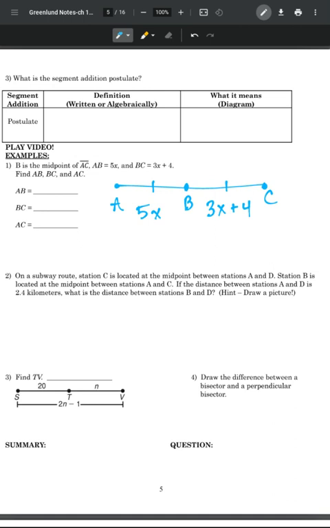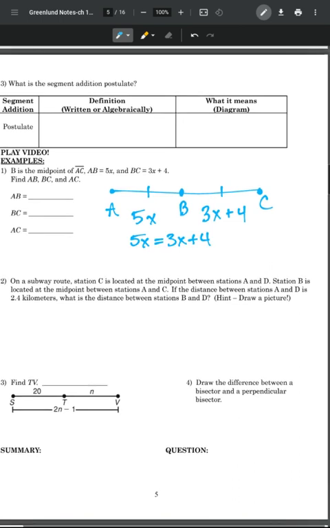So at this point, we're given our information, and now we have to use a little bit of algebra. Since we know that 5x and 3x plus 4 are the same length, we can set those equal to each other. And now we use algebra to solve. In this case, we want to get all of our variables on the same side. So I'm going to subtract 3x, and we get that 2x is equal to 4.